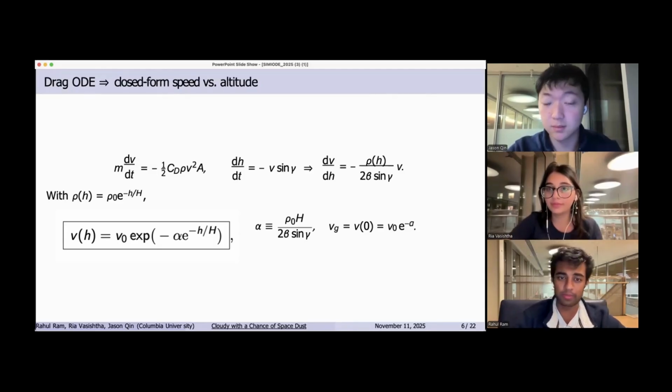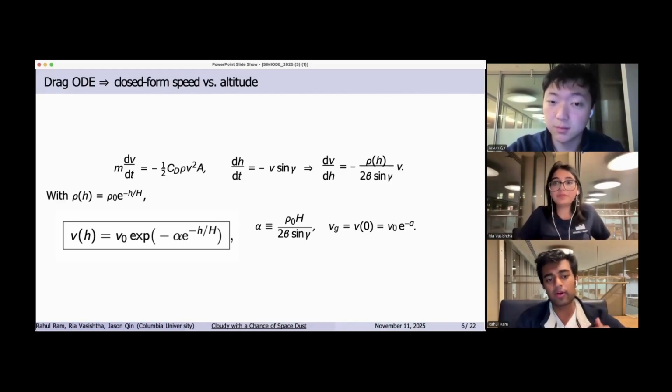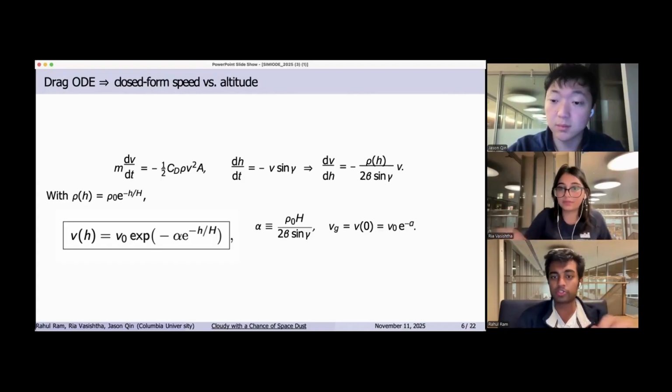Using the drag force and the geometry of descent, we get a differential equation linking velocity to altitude. Assuming air density falls exponentially with height makes it solvable, yielding an exponential decrease in speed with altitude. High up, thin air causes little slowdown, but near the ground, dense air rapidly decelerates it. Small grains stop high, while large ones punch deeper before drag dominates.